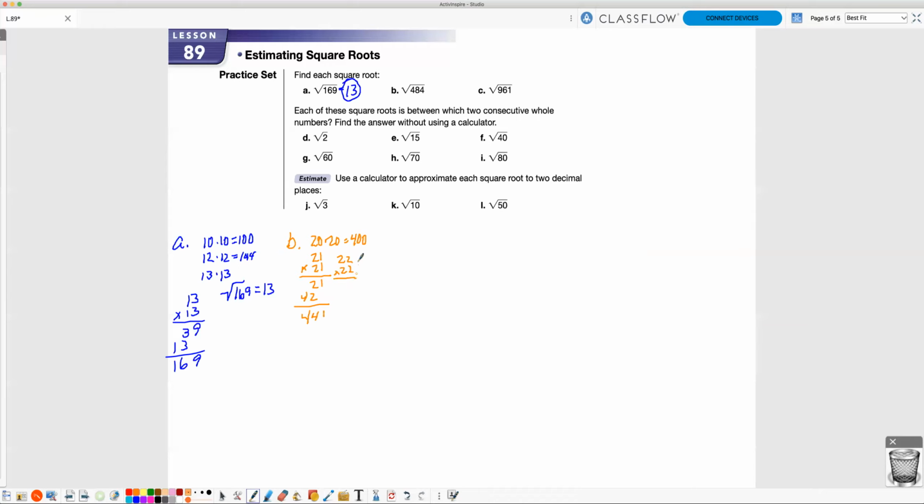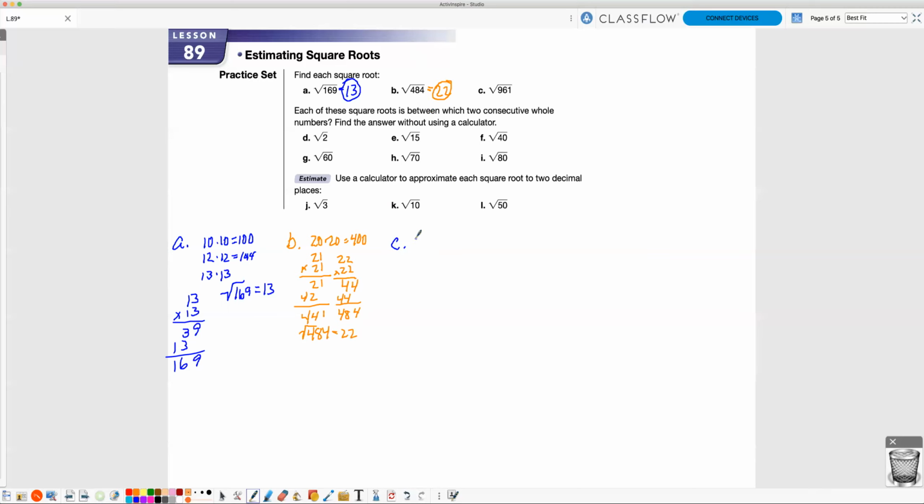When I multiply those together, I end up with 4. This would be 4. This would be 4. This would be 4. Add those up, I have 484. And that tells me that that's what multiplied by itself is the answer. So it is 22 for the square root of 484. So the square root of 484 equals 22. Letter C, 961, square root of it. So the square root of 961.